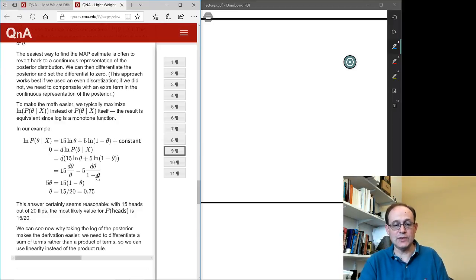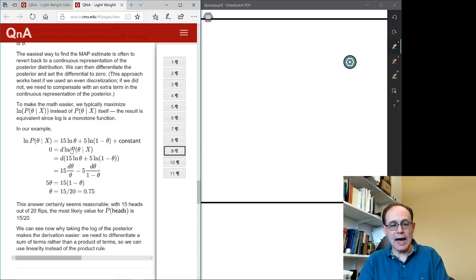And if you set that equal to 0, again, the only way for this to be 0 for all d theta is if the coefficient of d theta is 0. And so you multiply through by theta and by 1 minus theta, and you get 5 theta is equal to 15 times 1 minus theta, or theta is 15 over 20, or 0.75, right? And so this is maybe unsurprising, but it's good that after we work through all the math, we get an answer that makes sense. The reason it makes sense is that 3/4 of the time in our experience, the coin has come up heads, and so the most likely value for the probability of heads is 3/4.